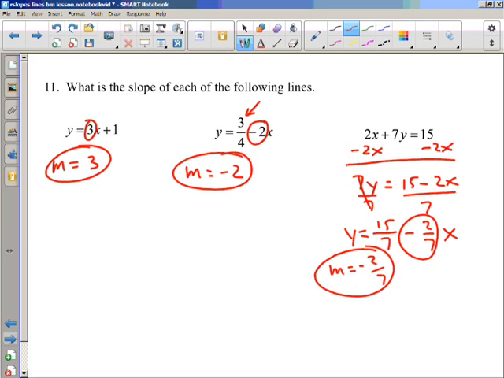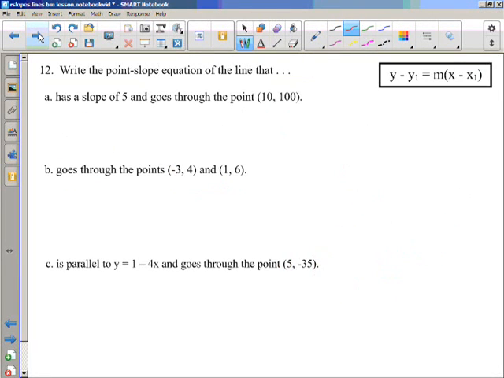All right. Write the point slope equation of the line that, we have 3 situations, has a slope and a certain point. And since we just get to use point slope form, all we have to do in this case is plug in, because they've given us an x1 and a y1 and the m. Remember that even in an ordered pair, you're going to get the x first, the x1. When we write our equation, it's the y1 we want to list. So the answer is y minus 100 equals 5 parentheses x minus 10. And we are done.